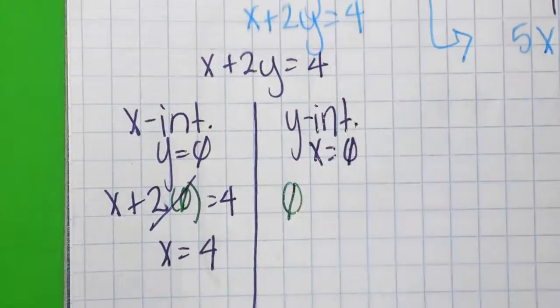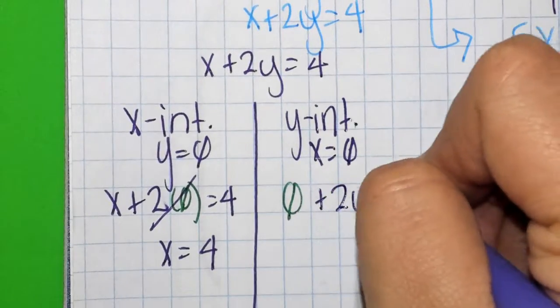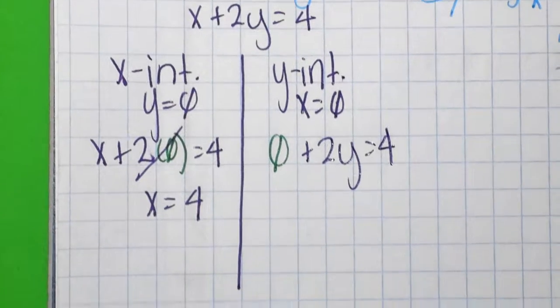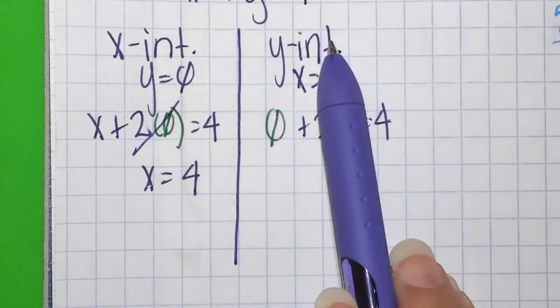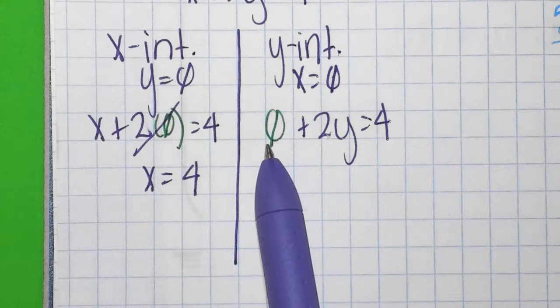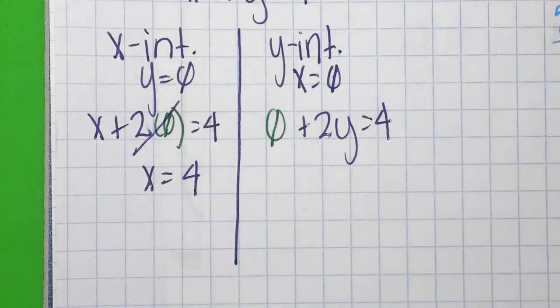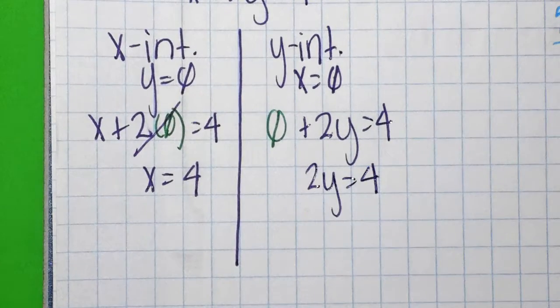So I write 0 plus 2y equals 4. So I'm finding my y-intercept. That means x equals 0. What happens to this 0? It just cancels out. So you have 2y equals 4.